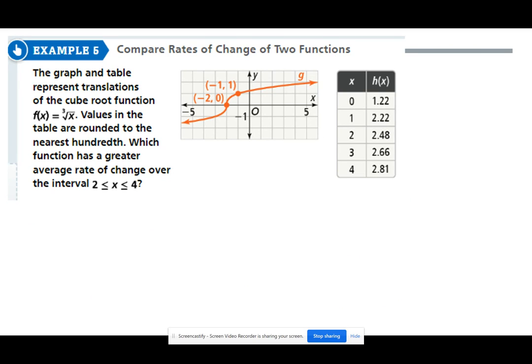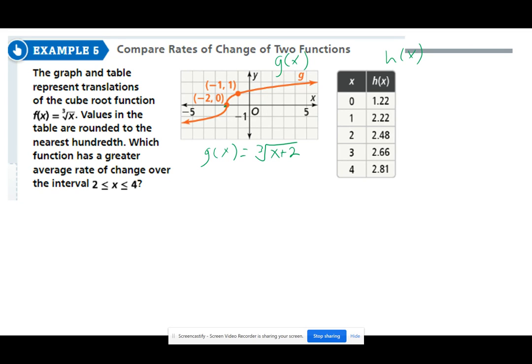All right, so for this one, we're comparing rates of change of 2 functions, okay? They give us function g, or g of x, is our graph, and function h of x is our table. These are not the same, okay? The one that's on the table is the cube root of x. The one on the graph, if you notice, our intercept is not at 0, 0. Okay, see how it's been shifted to the left 2 spaces? So this one actually represents g of x equals the cube root of x, and since it's shifted left 2, you have to add 2 on the inside.